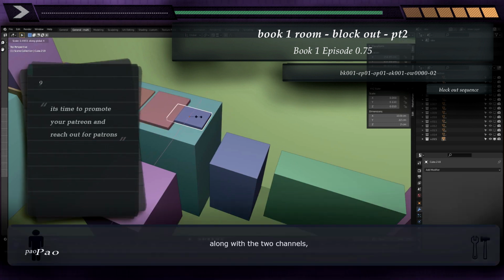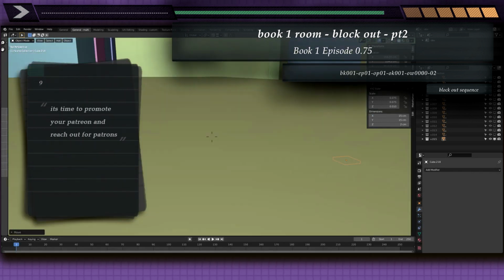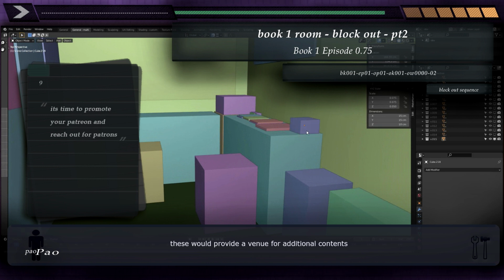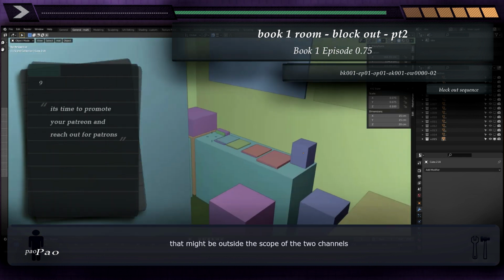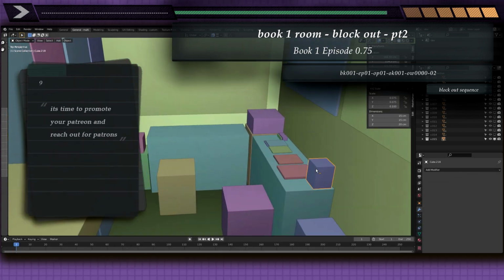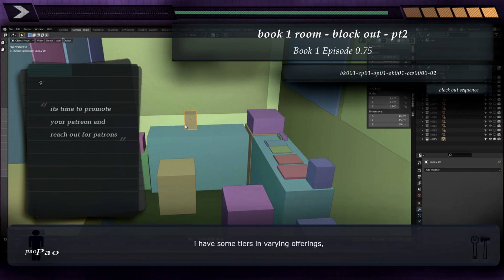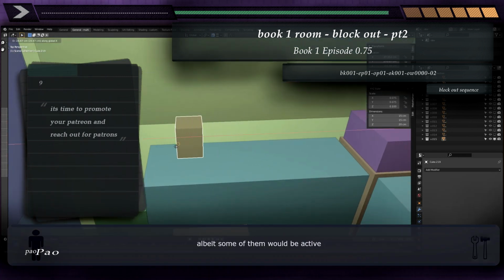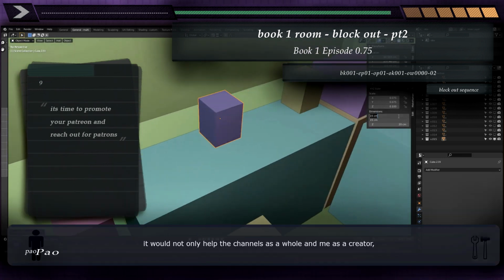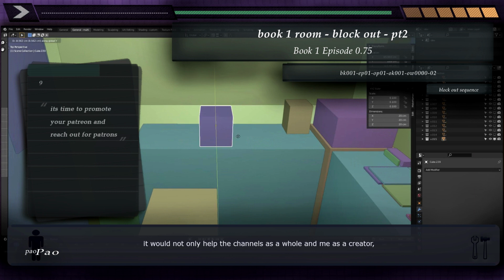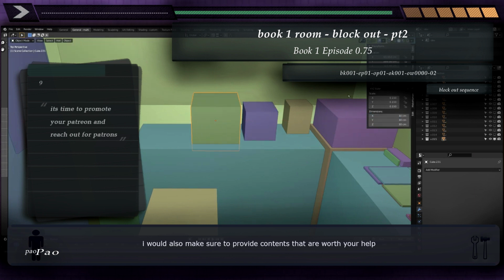Along with the 2 channels, I opened up a Patreon account. This would provide a venue for additional contents that might be outside the scope of the 2 channels. I have some tiers and varying offerings, albeit some of them would be active only after the tier gets purchased. It would not only help the channels as a whole and me as a creator, I would also make sure to provide contents that are worth your help.